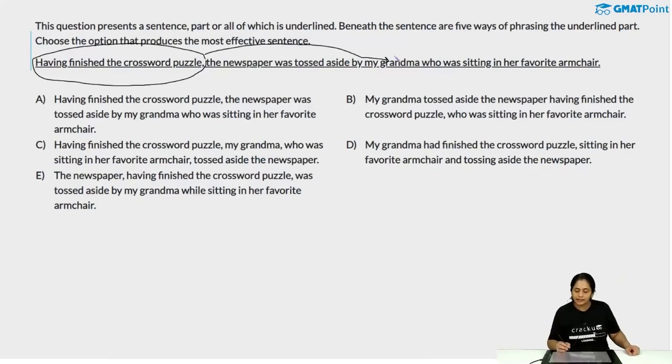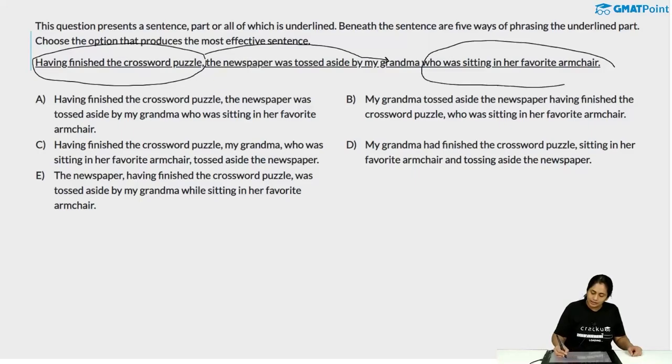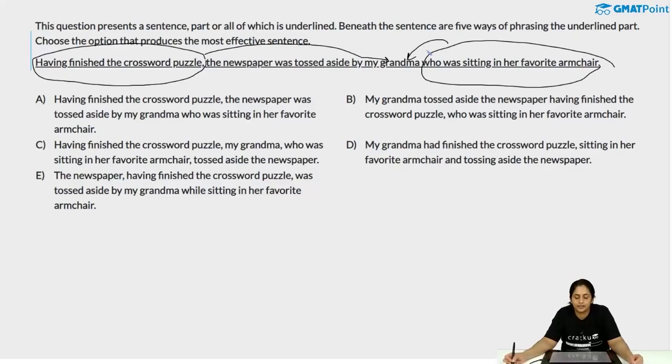Similarly, who was sitting in her favorite armchair? Again, this part over here is referring to grandma. So even this has to be close to the object. We see that this is close to the object, but this part, this modifier, is far away from the object, which makes it a dangling modifier. A dangling modifier is a modifier which is not in any way attached to the object that it is modifying.